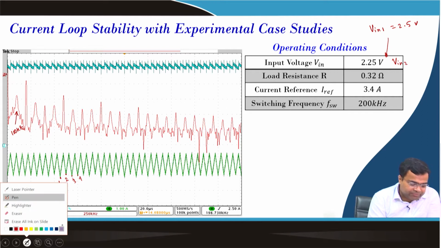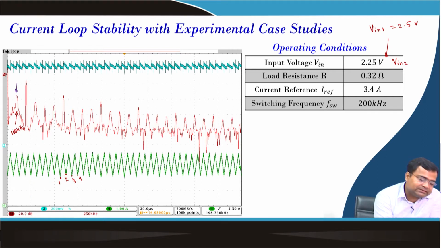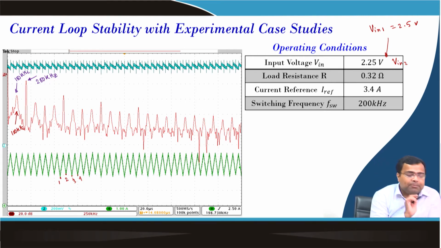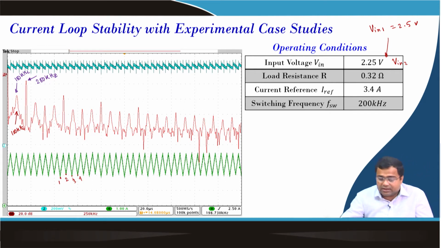So, sub-harmonic means this peak is at 100 kilohertz and the switching frequency peak is at 200 kilohertz. So, that means we can see in the power spectral density the sub-harmonic, that is why you sometimes call it sub-harmonic instability, because it is half of the switching frequency. Now, what will happen? Here the ripple impact is not fully visible.